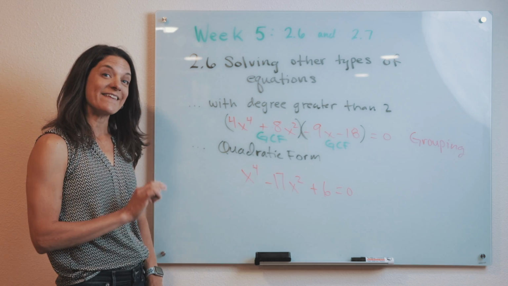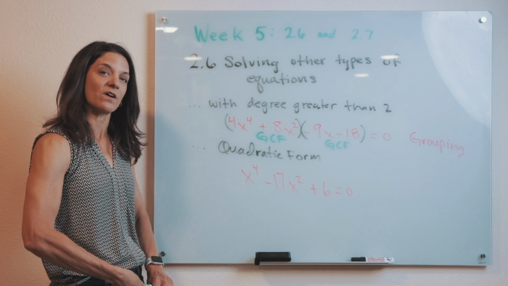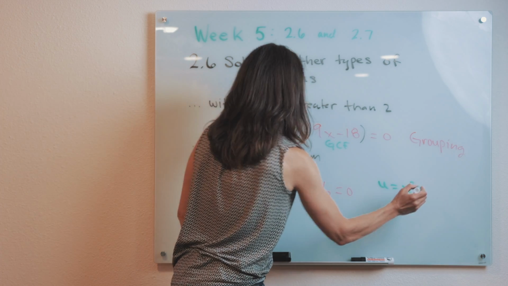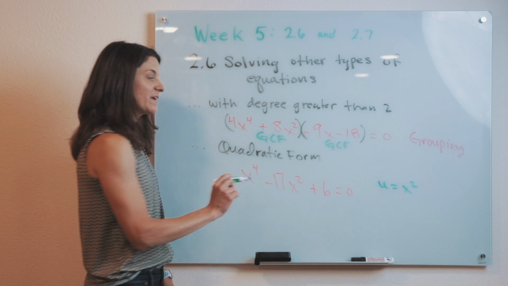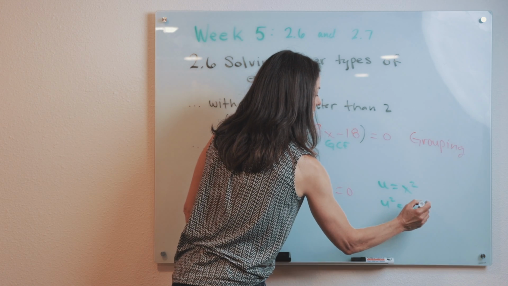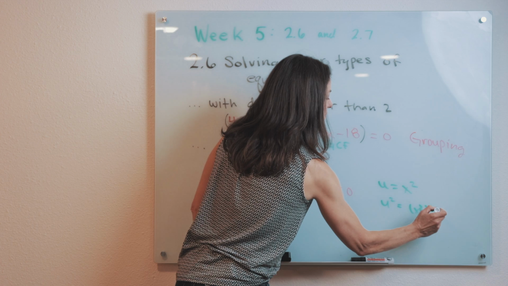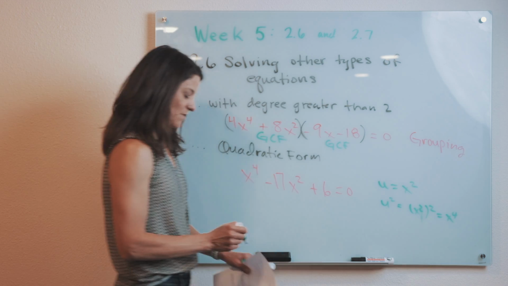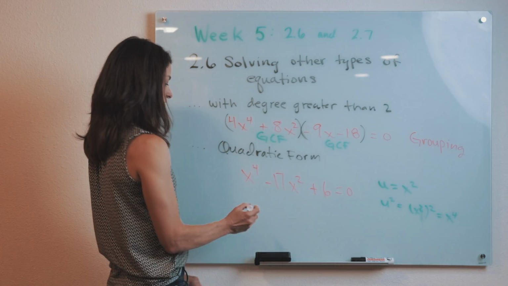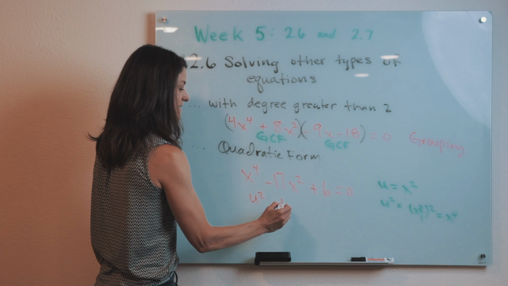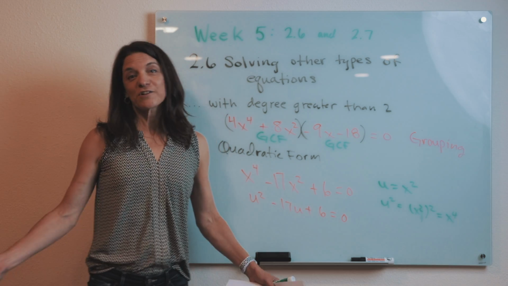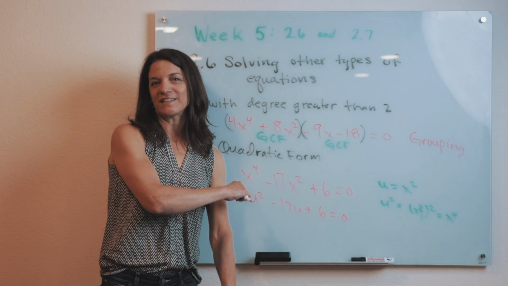Instead, we're going to make this into a quadratic by using what we call substitution. Let's use u and say that that's equal to x squared. That means that if we square u, that's x squared squared, which is x to the 4th. So replacing x squared and x to the 4th with u and u squared, we get u squared minus 17u plus 16 equals 0. That's quadratic. We know how to solve quadratic equations.